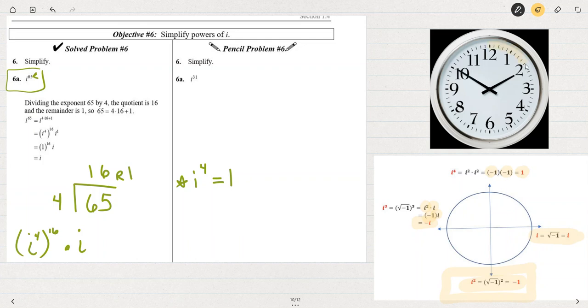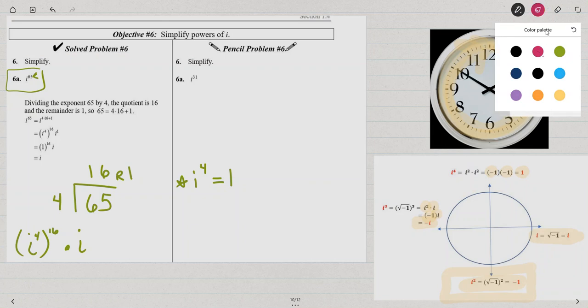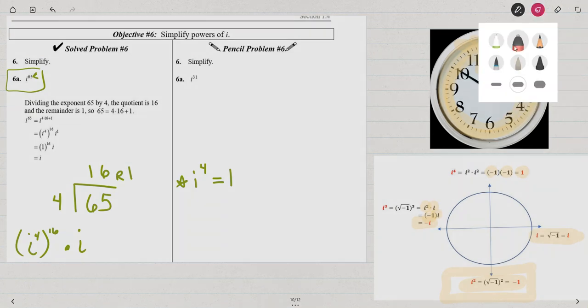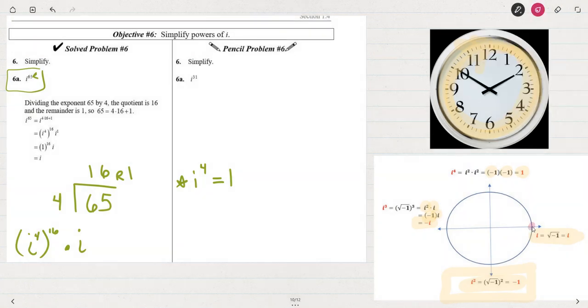If you went around the clock and got back again, you'd just repeat to 12 again. Now we're going to start 1, 2, 3, 4, 5, 6, 7, up to 12, and then we restart. You keep restarting. So when I move around a circle, I'm starting with i to the 1, just i, and then i squared is negative 1, i cubed is negative i, i to the fourth is 1.